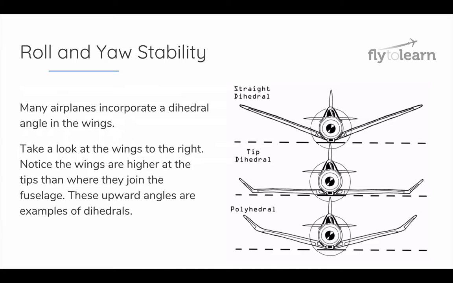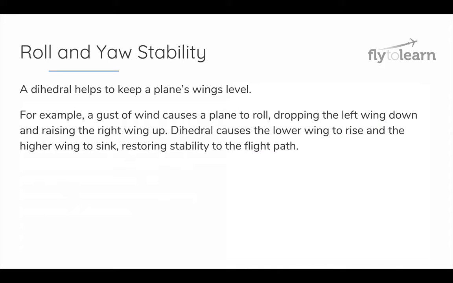Many airplanes incorporate a dihedral angle in the wings. Take a look at the wings to the right. Notice that the wings are higher at the tips than where they join the fuselage. These upward angles are examples of dihedrals. A dihedral helps to keep a plane's wings level. For example, a gust of wind causes a plane to roll, dropping the left wing down and raising the right wing up. Dihedral causes the lower wing to rise and the higher wing to sink, restoring stability to the flight path.